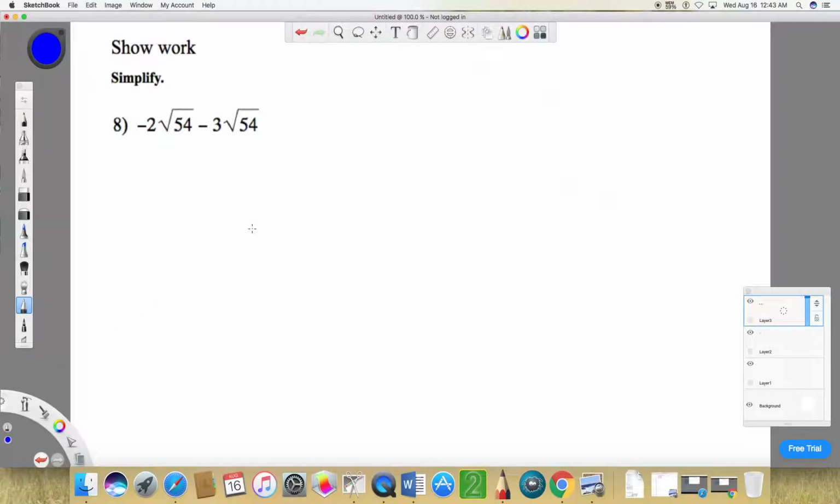Here they want us to simplify, but this time we have the operation of subtraction. So we need to think in terms of like terms, and we do have a like term right here. We've got the square root of 54, and we've got the square root of 54. So all we have to do for our first step is take negative 2 minus 3. Negative 2 minus 3 is a negative 5.